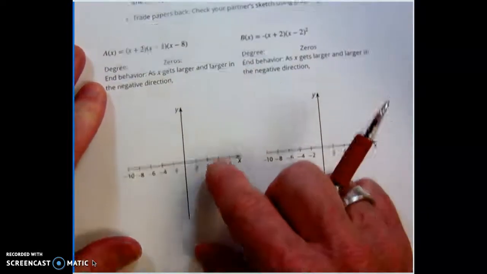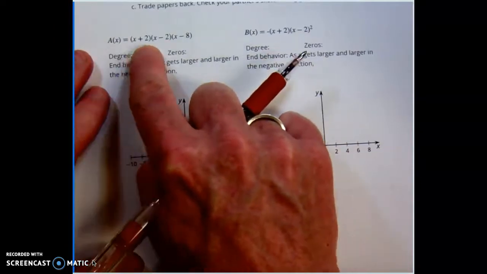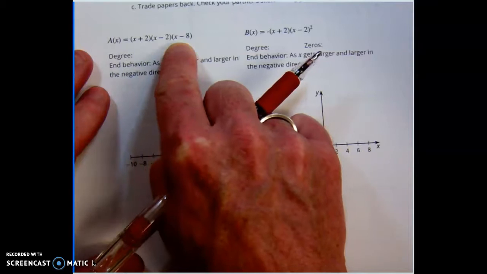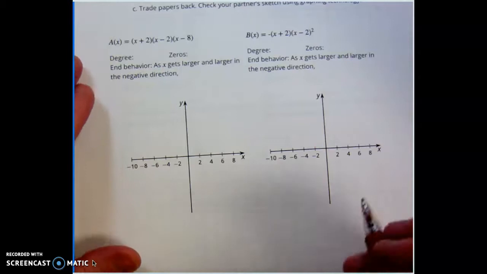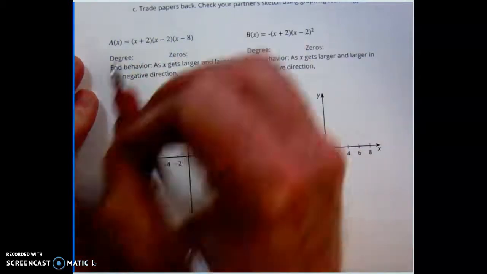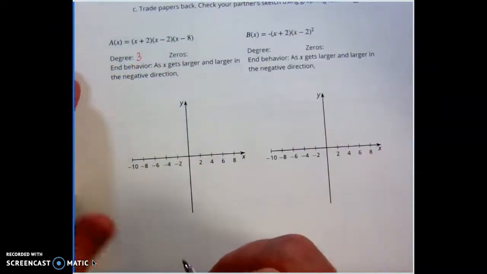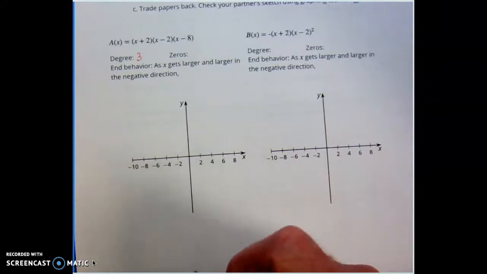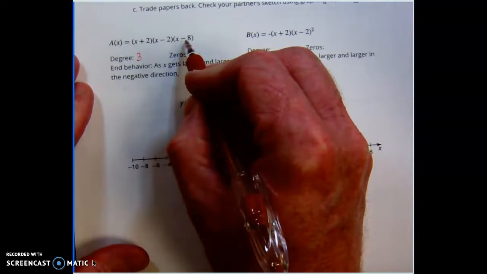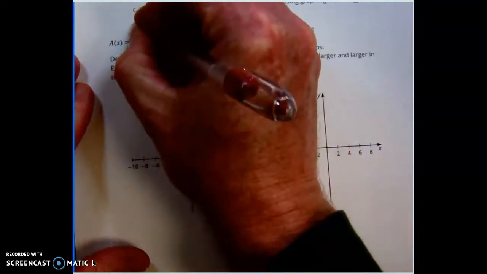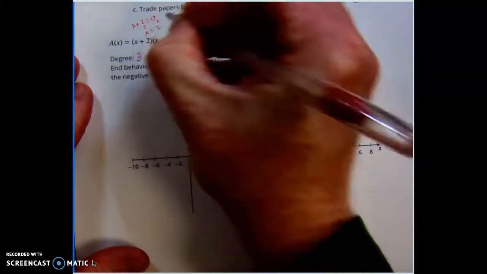All right, so we're going to start down here. We have a of x is x plus 2, x minus 2, and x minus 8. Now remember, if we want to find the degree, we just multiply the x's together. So 1, 2, 3, that's going to be third degree because this has x to the third power. Now remember, to find our zeros, we just solve each of these factors for 0. So if x plus 2 equals 0, we'd subtract the 2.